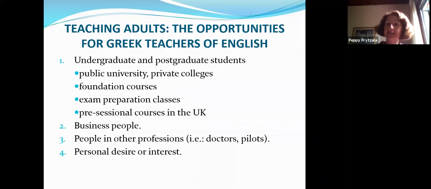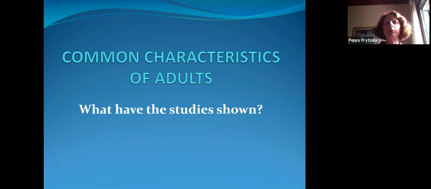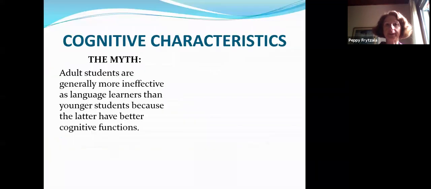Because I see that the audience includes people from outside Greece. Okay, the title here says that these are the opportunities for Greek teachers, but this does not limit to Greek teachers alone. Any kind of teacher all around the world can have the opportunity to teach adults in the same context. Now, some common characteristics of adults, and here we're going to be looking at some studies.